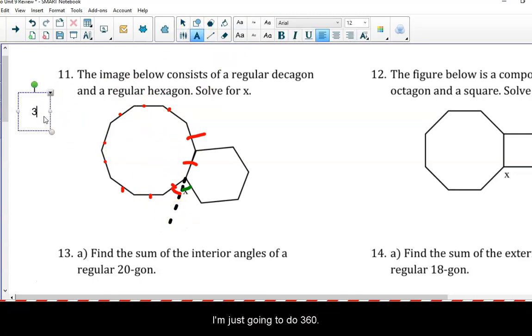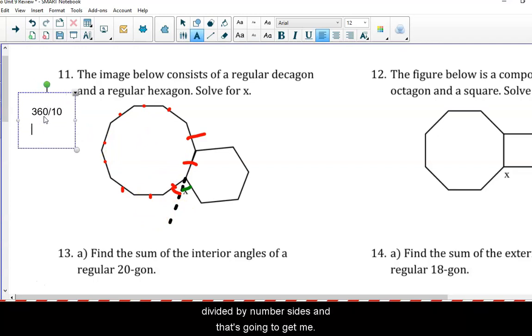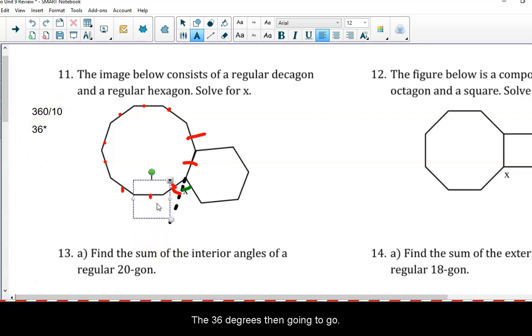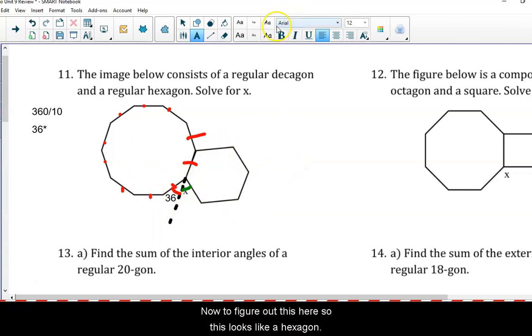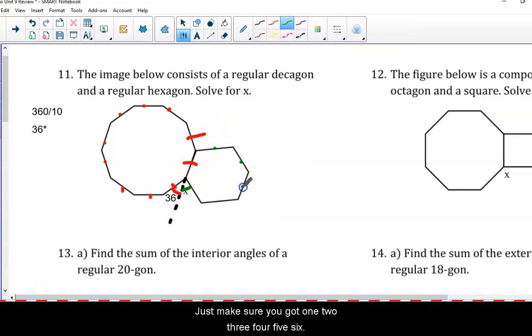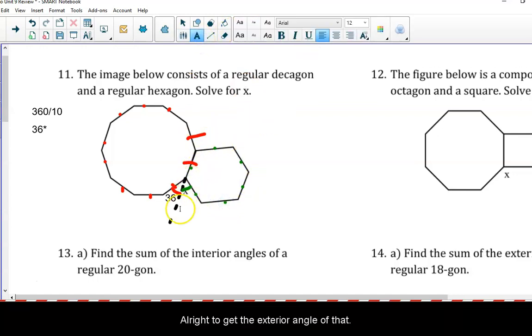To easily do that, I'm just going to do 360 divided by the number of sides, and that's going to get me the exterior angle. So the exterior angle here is 36 degrees. The 36 degrees then is going to go right here in that little spot. Now to figure out this here, this looks like a hexagon. Let's just make sure. We got 1, 2, 3, 4, 5, 6. That's good. So to get the exterior angle of that, I'm just going to do 360 divided by, again, the number of sides.